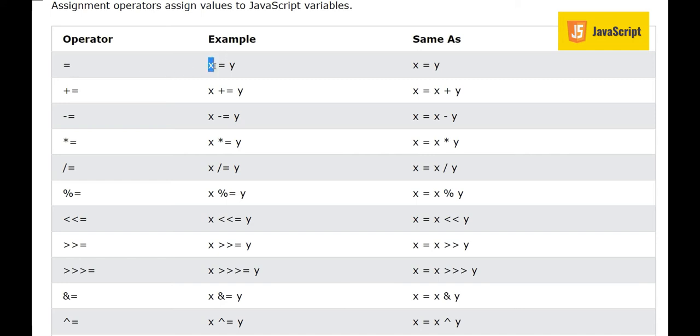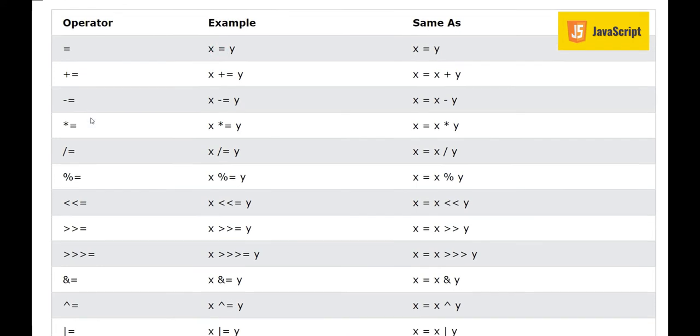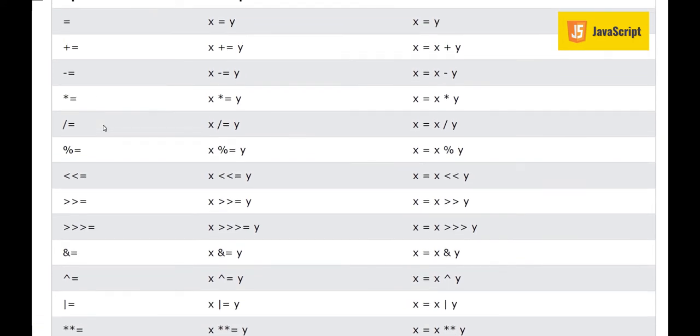When we write x = y, the value here is assigned to the variable x. So this y can be a variable, or it can be a fixed value or number, right? Like we can say x = 5, so 5 will be the value assigned to the variable x. Next, we have many operators here.